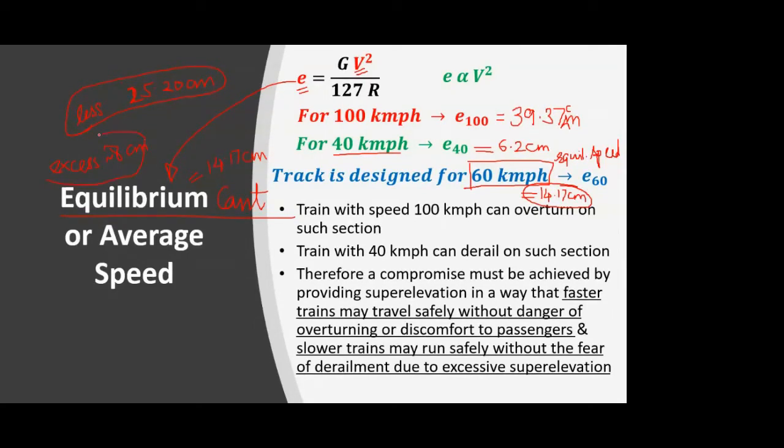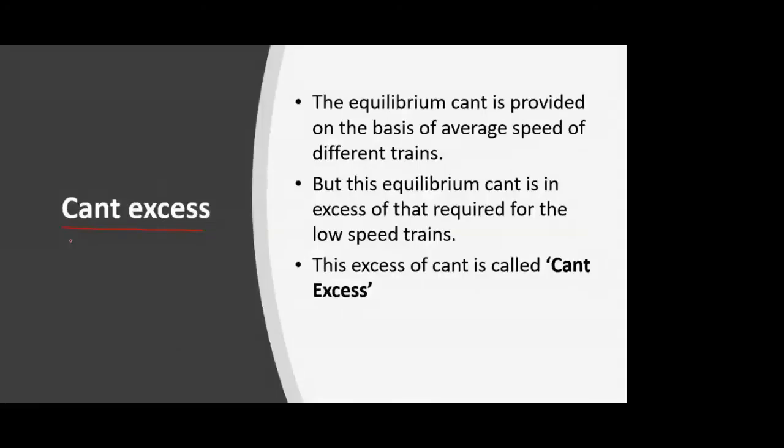This excess which comes into play for a slow moving train is known as Cant excess. Again, the theory I have just written here: equilibrium Cant is provided on the basis of average speed, but this equilibrium Cant is in excess for low speed trains, and that excess is nothing but Cant excess.